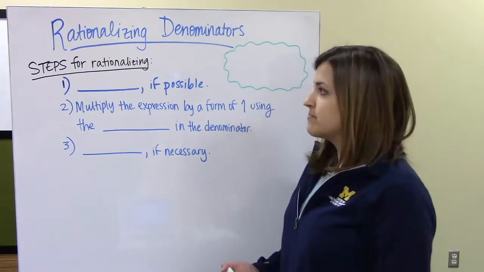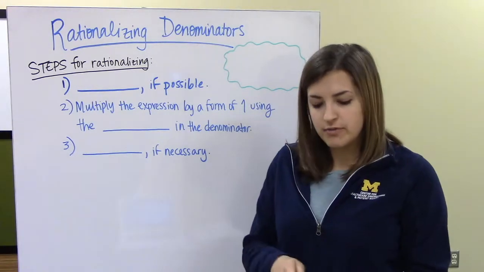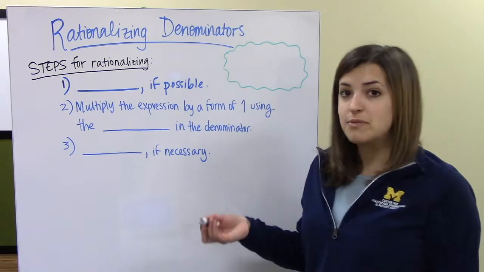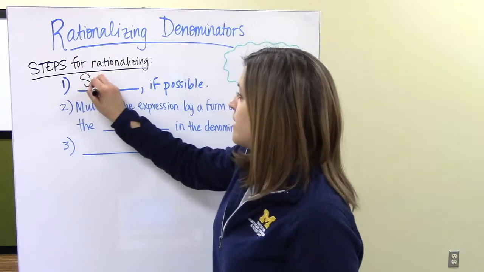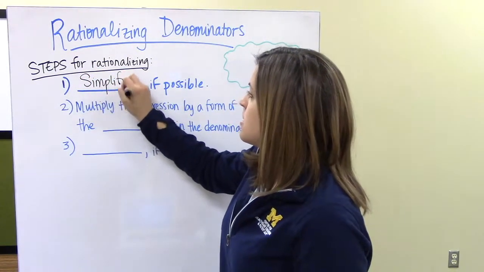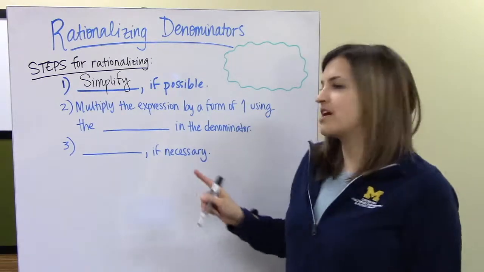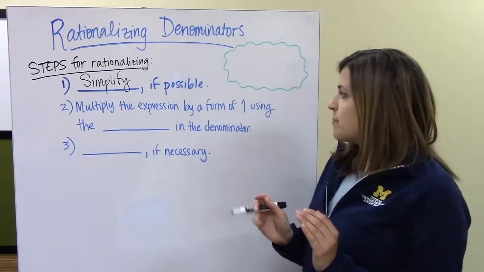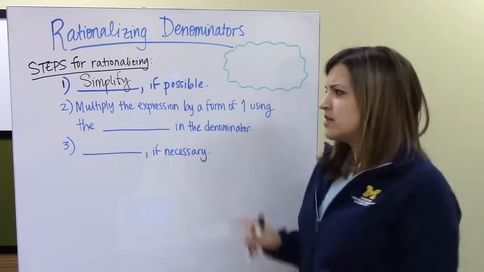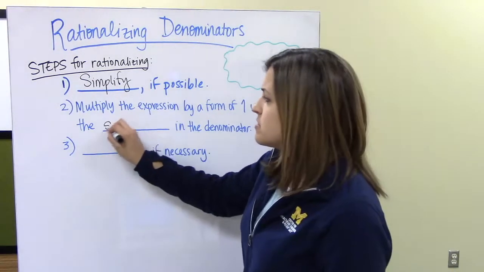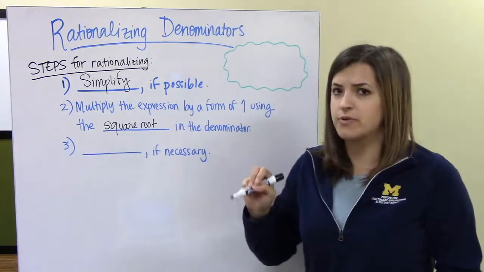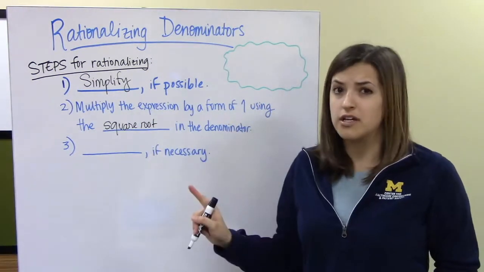All right, let's go over some steps for how we're actually going to rationalize the denominator. So our first step, when we're given one of these problems, is to simplify if possible. This will make our life a little bit easier. Then the second step is really where we're going to rationalize. So the second step has us multiplying the whole expression by a form of 1, using the square root in the denominator. So that's probably a new term we haven't heard before, a form of 1.